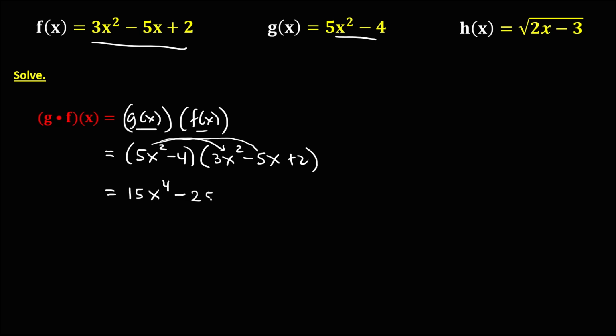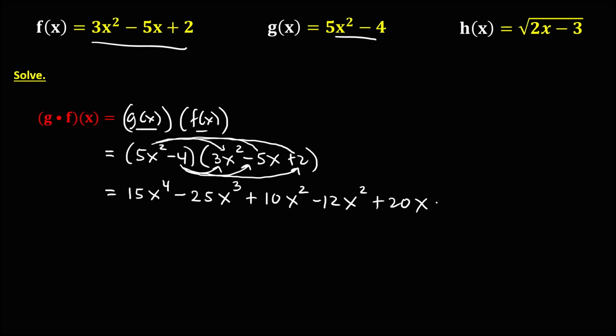Then 5x squared times negative 5x is negative 25, then x to the power 3, and 5x squared times 2 is positive 10, then x to the power 2. Then this negative 4 times 3x squared is negative 12, x to the power 2. Negative 4 times negative 5, we have positive 20, then x, and negative 4 times 2, we have negative 8. Then we can combine now like terms.